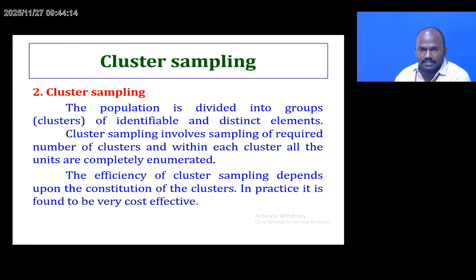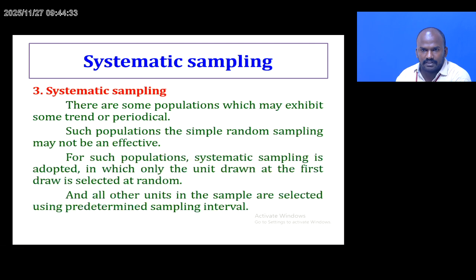The second is cluster sampling. The population is divided into groups of identifiable and distinct elements. Cluster sampling involves the sampling of a required number of clusters, and within each cluster, all the units are completely enumerated. The efficiency of cluster sampling depends upon the constitution of the clusters. In practice, it is found to be very cost effective.